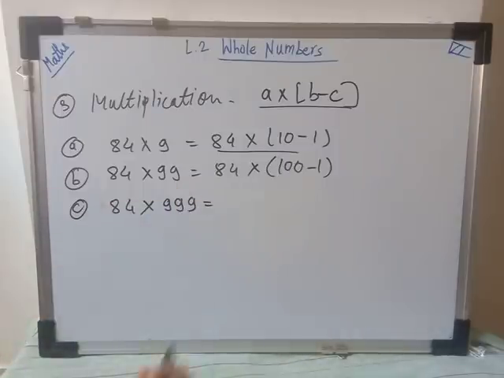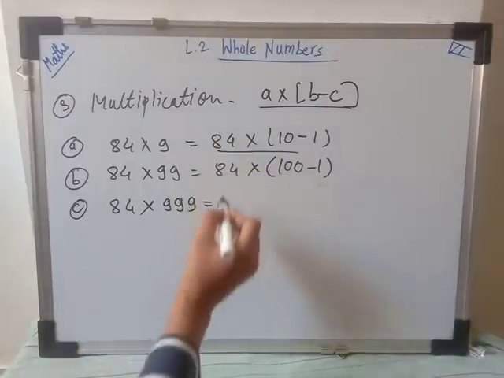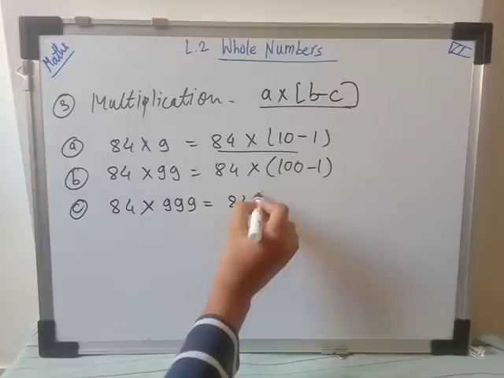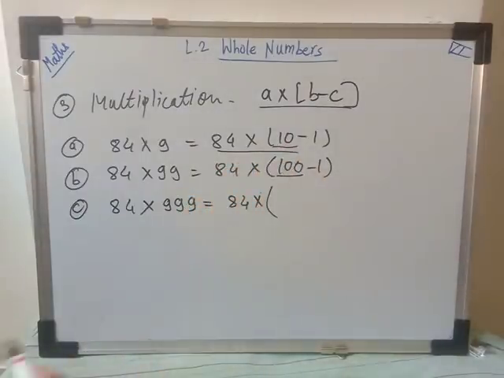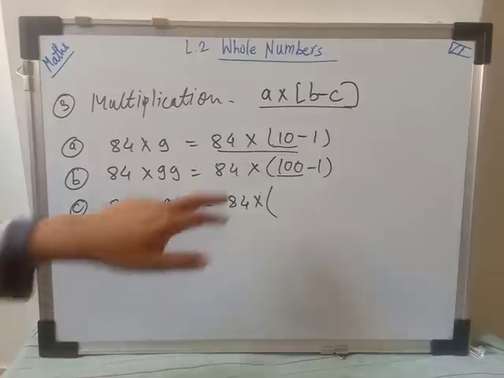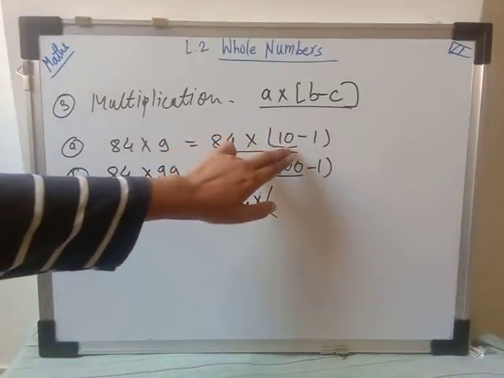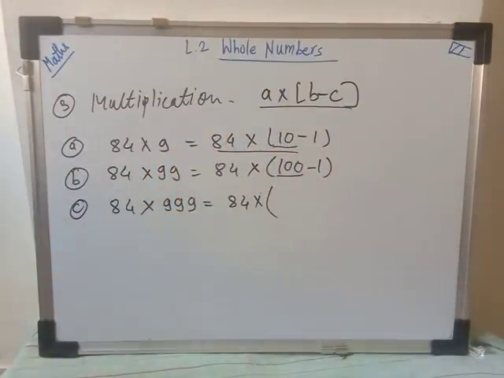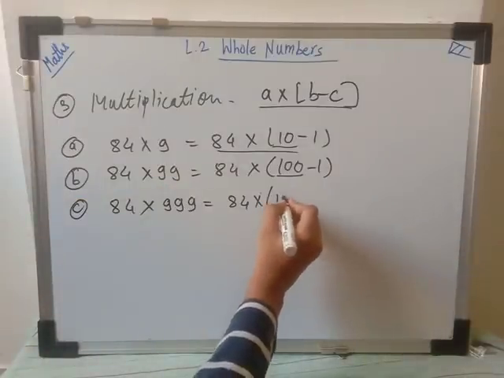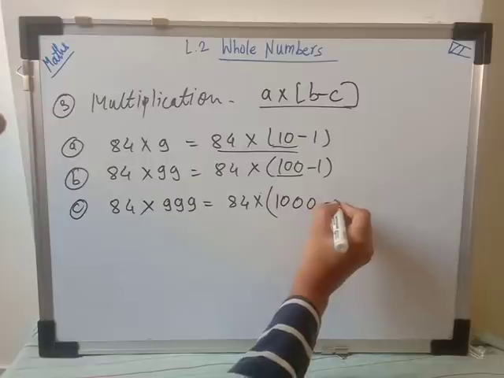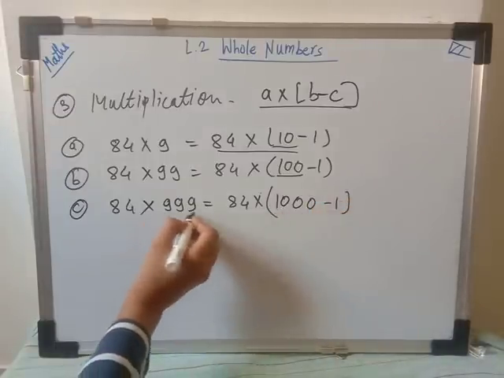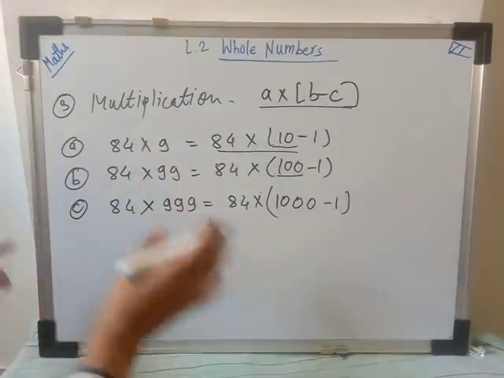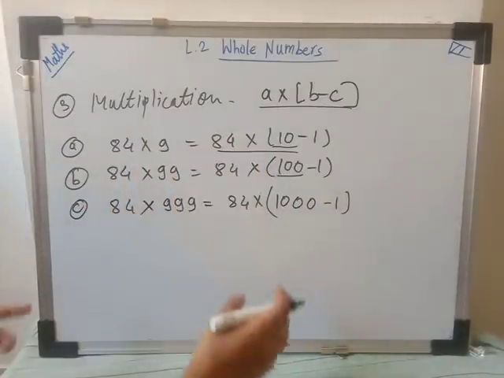Now what they have done in this pattern, 84 is the common number, so we take it as it is. Then 10, 100 are there: the smallest 2-digit number is 10, the smallest 3-digit number is 100. What is the smallest 4-digit number? That is 1000, minus 1. When you subtract 1 from 1000, you will get 999. So in this way you can complete this pattern.